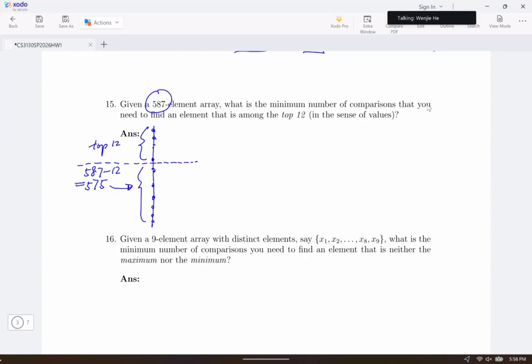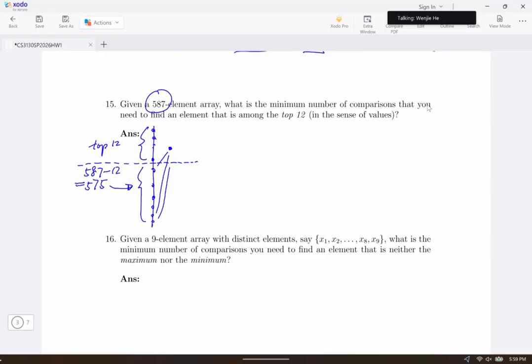Now, we need to find one element that is not in that bottom portion. Then we're done, right? So that's simple. From this diagram, we only need to find one element above this bottom 575 elements. That's all we need to do. So that's our initial visual understanding. We need to find some element above this bottom portion.